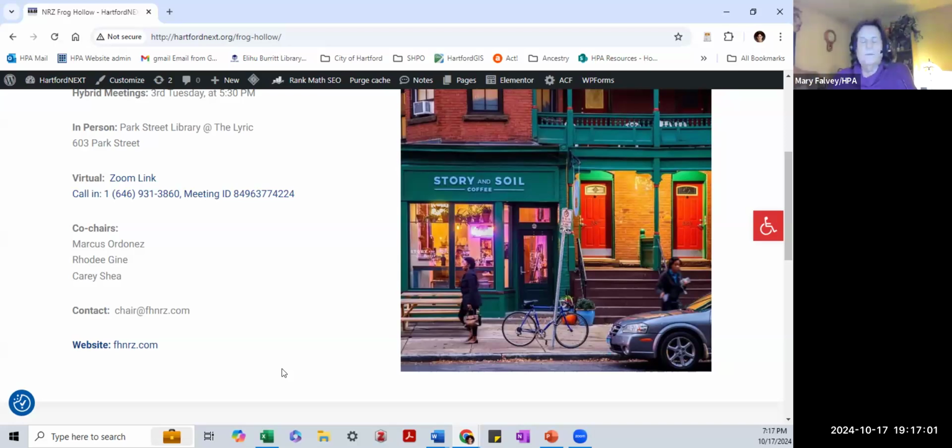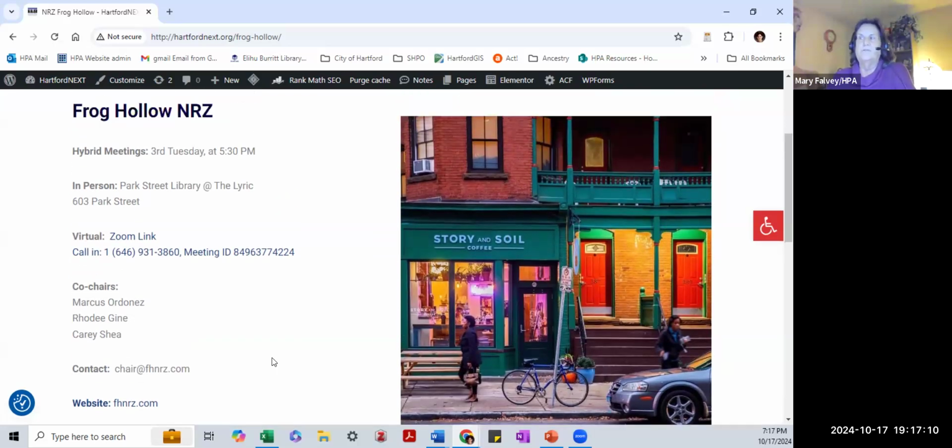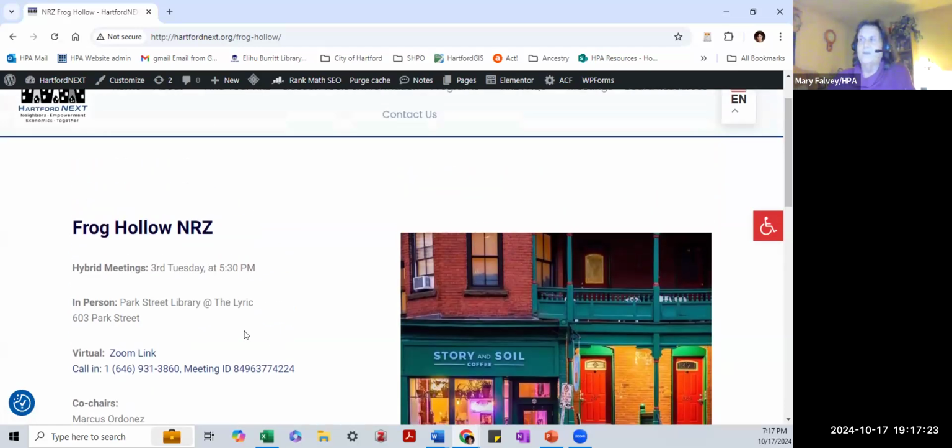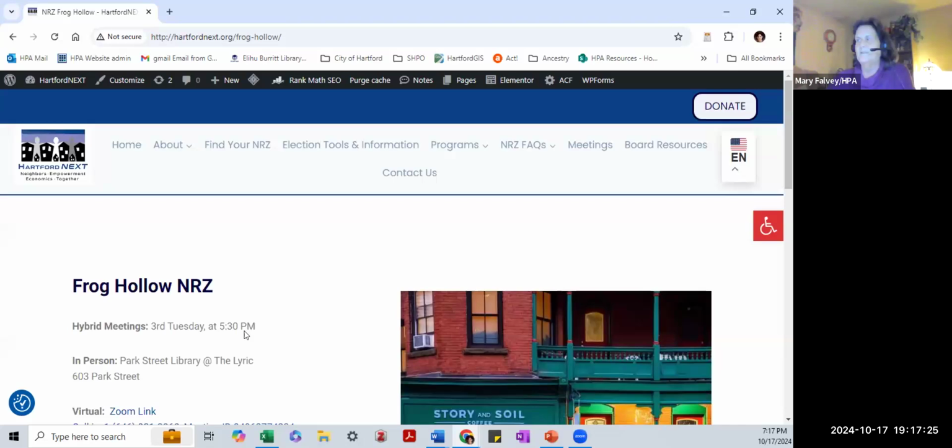If you have a Facebook page that you are regularly updating, we're happy to put that on here. And this is where people can go for the information on where we're meeting. As it turns out, Frog Hollow is hybrid, so we give the in-person location and the Zoom meeting. So it's important that you let us know what that is, so the information is up to date. And that, I think, is it.